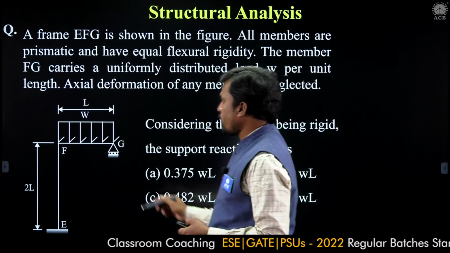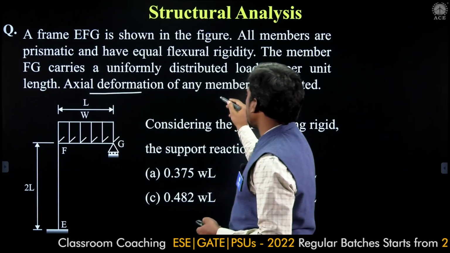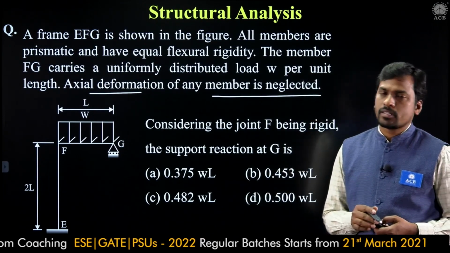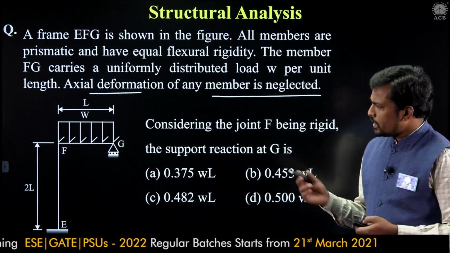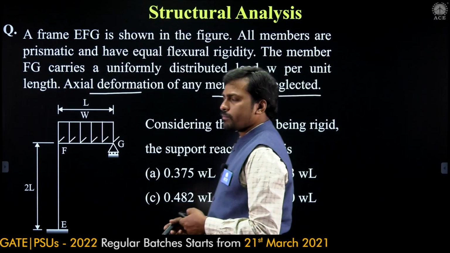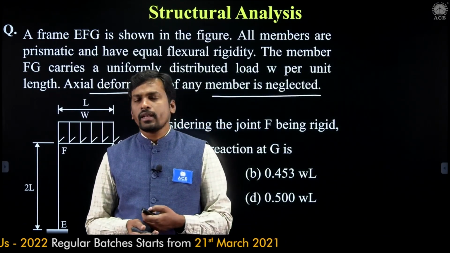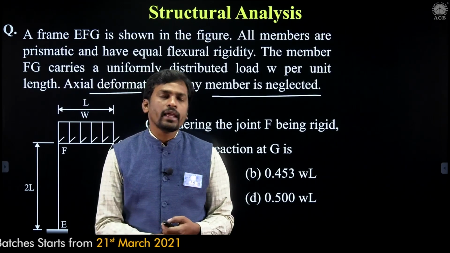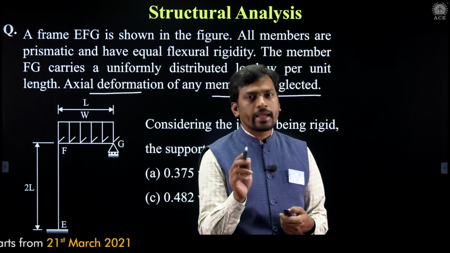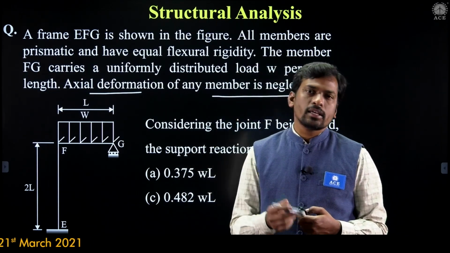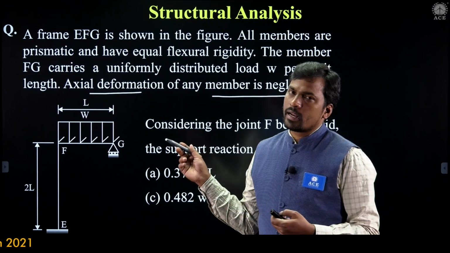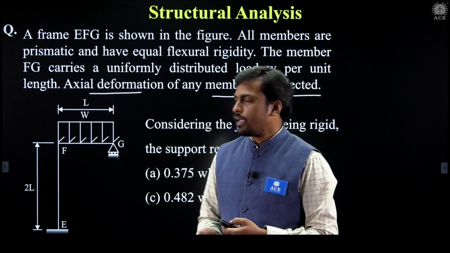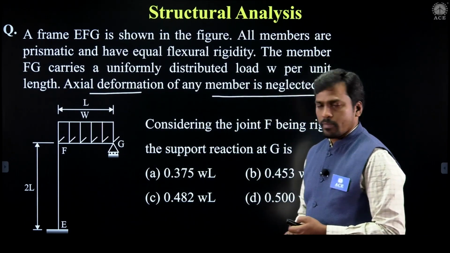In the question it is given that axial deformation in any member is neglected. Don't consider axial deformations, please. Generally this is a rigid jointed frame. In a rigid jointed frame, we always neglect the axial deformations, because compared to the bending effect, the axial effect is negligible. This is the reason we always neglect axial deformations in the analysis of rigid jointed frames. So don't consider axial deformations.